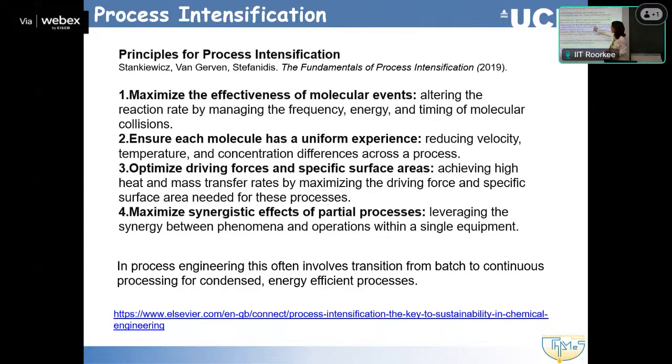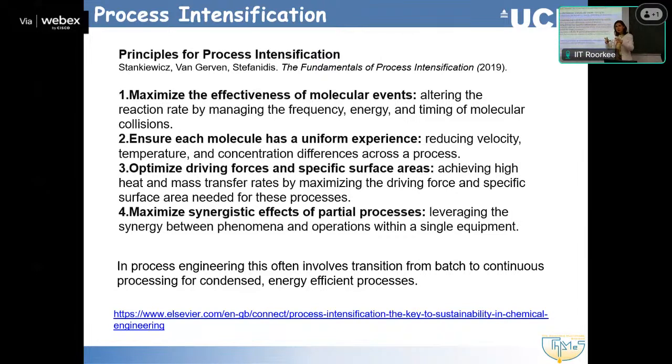Optimize driving forces and specific surface areas. The surface area is an example because we can have more specific interfacial areas, more surface area to volume ratio. And maximize synergistic effects, which again, as I mentioned, we might be able to combine the reaction with the separation because that drives, let's say, the reaction. So this is a kind of interesting concept.